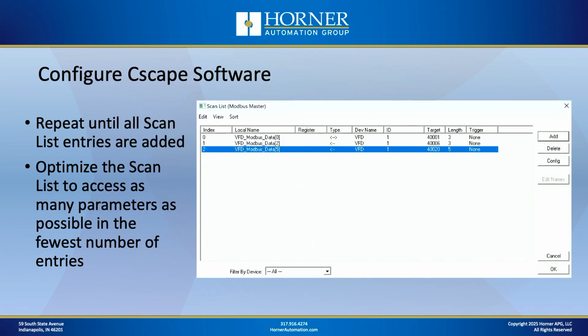In the end, we end up with a scan list of all the data we need to read or write for each of the slaves. And again, it's always better to use more consecutive data areas instead of individual data areas, which end up causing your scan list to get pretty large.